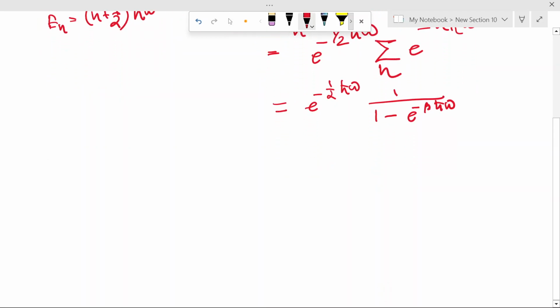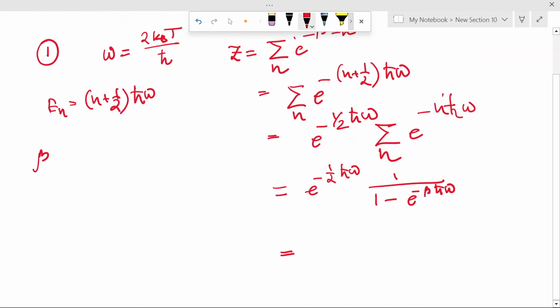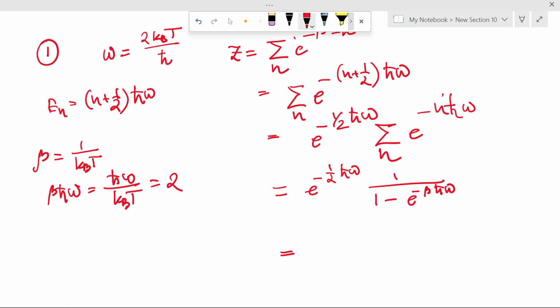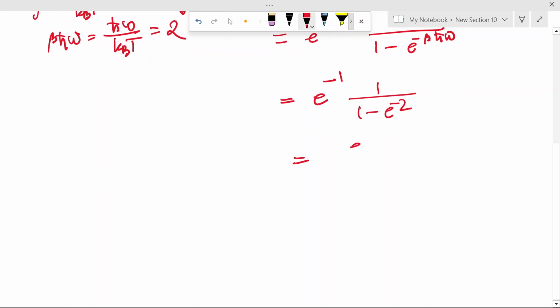So finally, what did you get? Now what is beta? Beta is equal to 1 by kBT, right? So beta h cross omega will be h cross omega by kBT, which is 2 here, as you can see from the given information. So it is e to the minus 1 into 1 by 1 minus e to the minus 2. You can multiply both numerator and denominator by e squared and get e by e squared minus 1. So this is the answer. Pretty straightforward, and you get 2 marks for this.